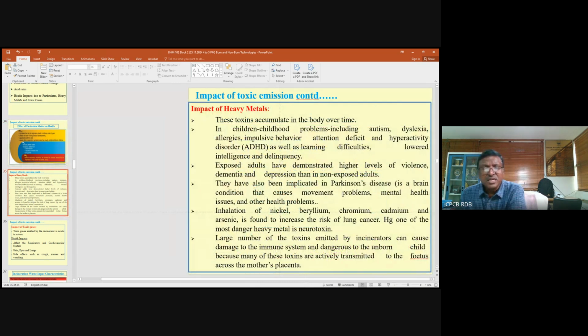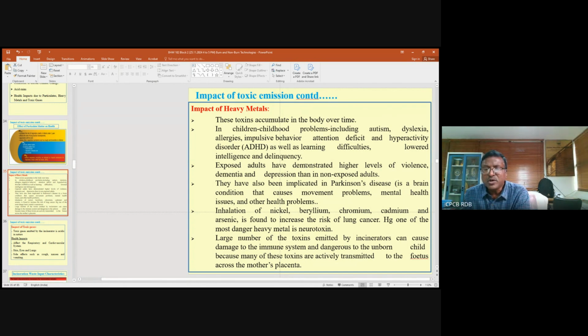Impacts of heavy metals: these toxins accumulate in the body over time. If heavy metals are present in the atmosphere, they accumulate in the body. For example, mercury. If mercury is available in the atmosphere, it also reaches the food chain. It may be available in fish, and if you consume fish, our body will also have more mercury content. Therefore, the toxins may reach our body through other means, maybe the food chain, and may damage our health.